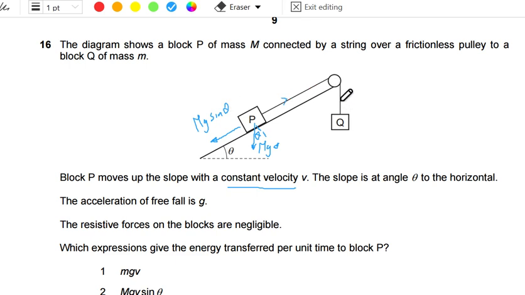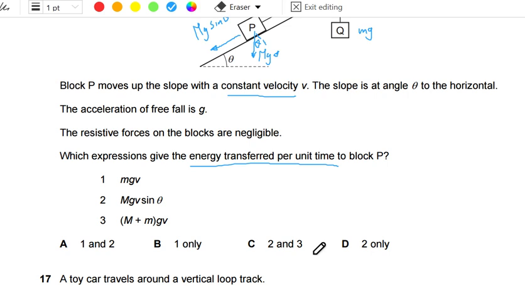Tension is caused by the Q block, and its weight is mg, so we can use mgv for power. Energy transferred per unit time is power, and we know that power is force times velocity. So mgv or mgv sine theta are correct.